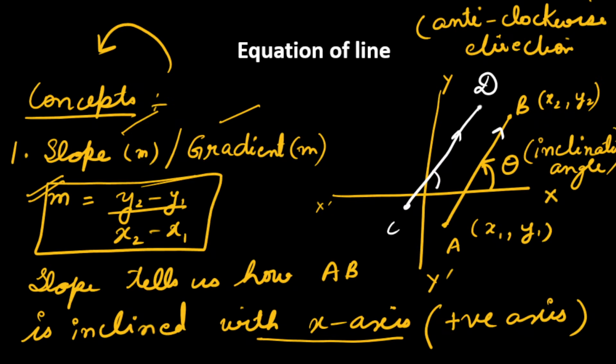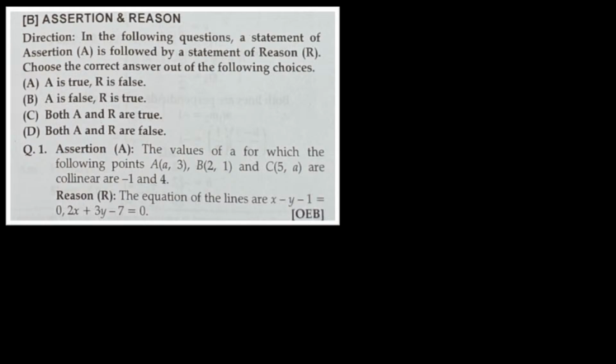Okay, so we are doing equation of line. We started equation of line in the previous class. We have completed its concepts and also MCQs of this chapter. Today we are going to start with assertion and reason, and along with that, subjective type questions we are going to start here. So let's start.